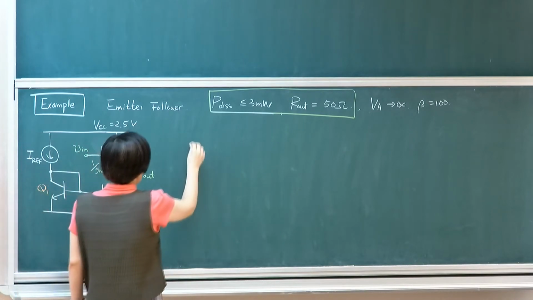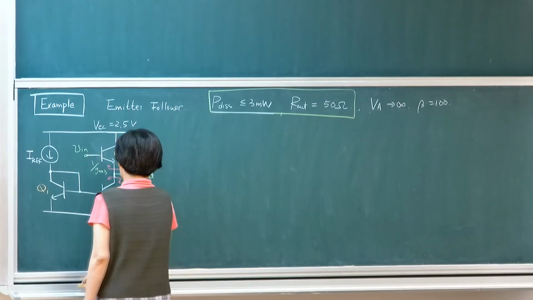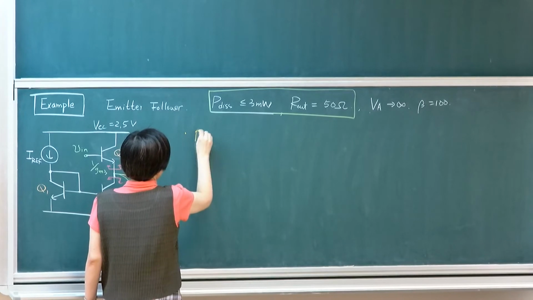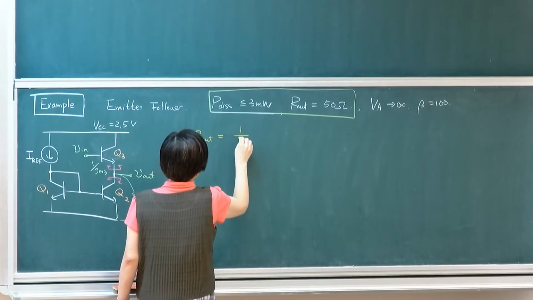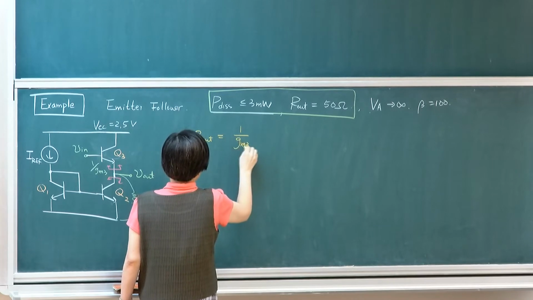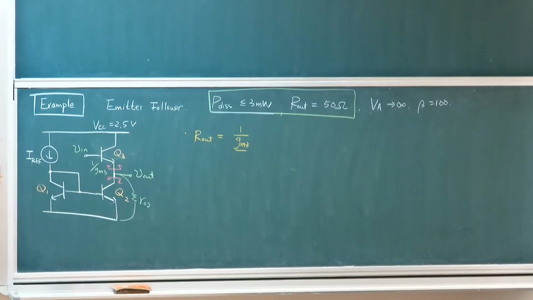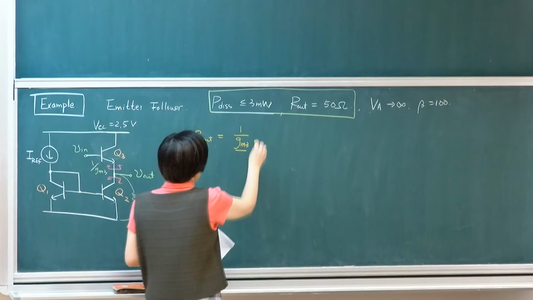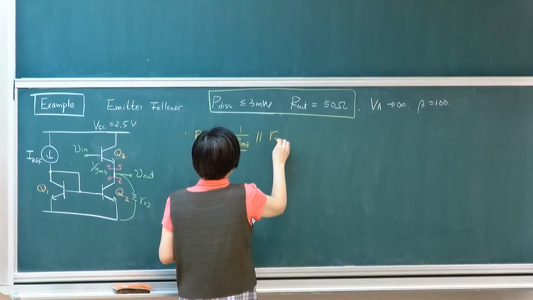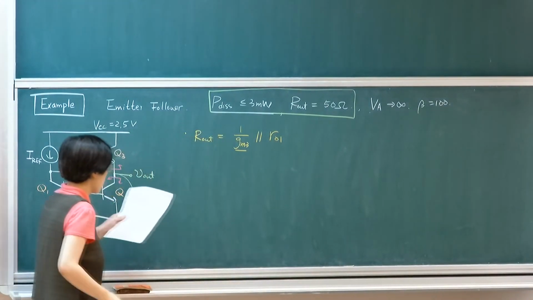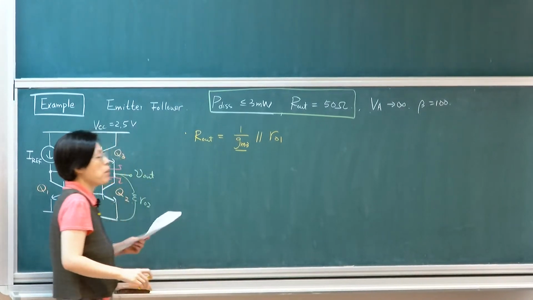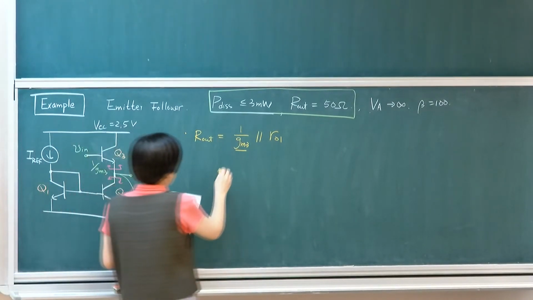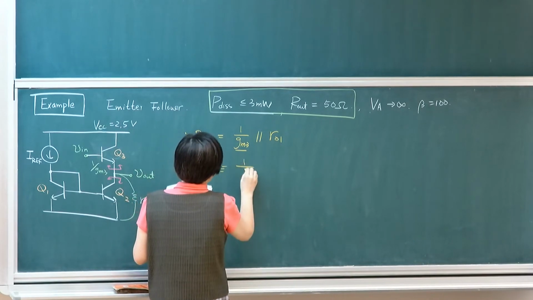Okay? So the overall R out in this case, first of all, let's define our R out. In this case, will be 1 over GM3, that's our main follower transistor, in parallel with the loading resistor. And we know that 1 over GM is typically designed to be much, much larger than RO1. So this is approximately 1 over GM3.